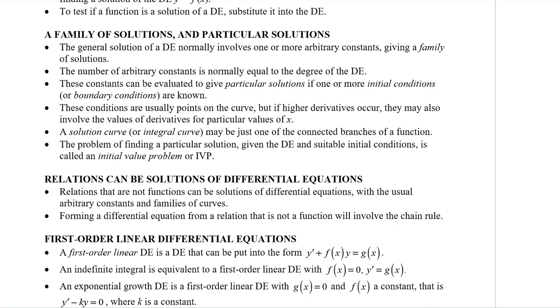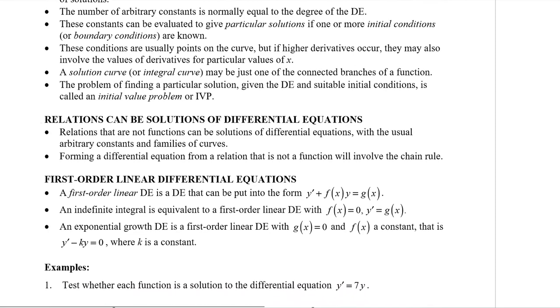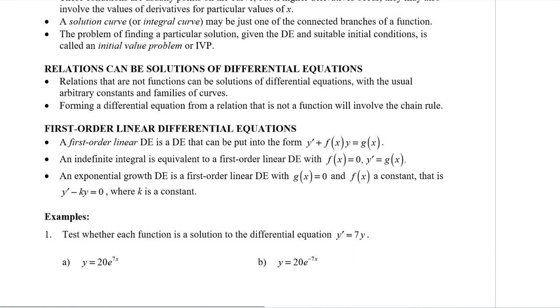These conditions are usually points on the curve, but if higher derivatives occur, they may also involve the values of derivatives for particular values of x. A solution curve, which is the integral curve, may be just one of the connected branches of a function. The problem of finding a particular solution given the differential equation and suitable initial conditions is called the initial value problem. So you'll see the IVP in the textbook as well. It stands for initial value problem.